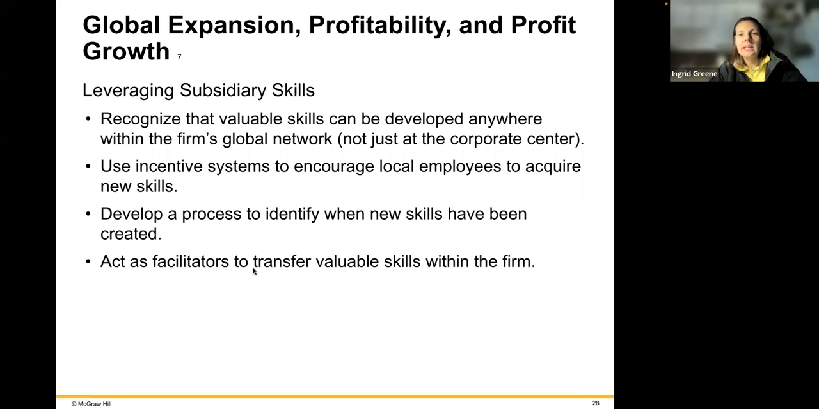And act as facilitators to transfer valuable skills within the firm. That was a key part of my job because I worked in IT: to identify who is the employee who is the leader with this new software, and what other divisions within Citibank he could teach about this new software.